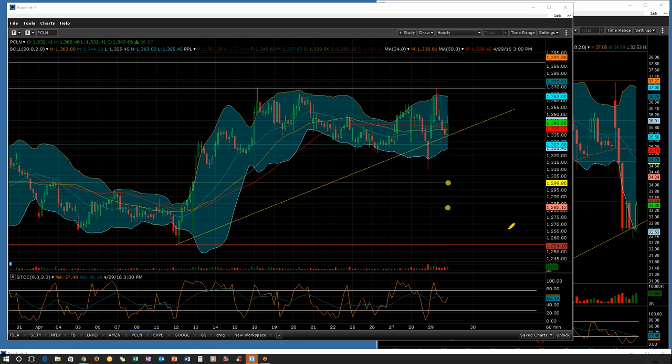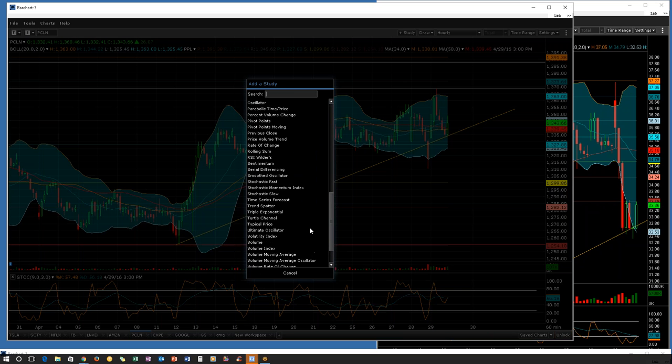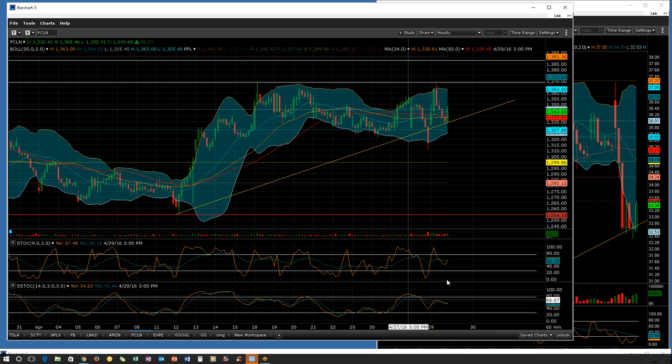S1 is 1282, support 1. 1327. So there you go. When you look at this algo chart, because it's so mathematical, just by using these two things here, or you can add the slow stochastics to see what's going on. One second. You go to study. You go down. Not bad.